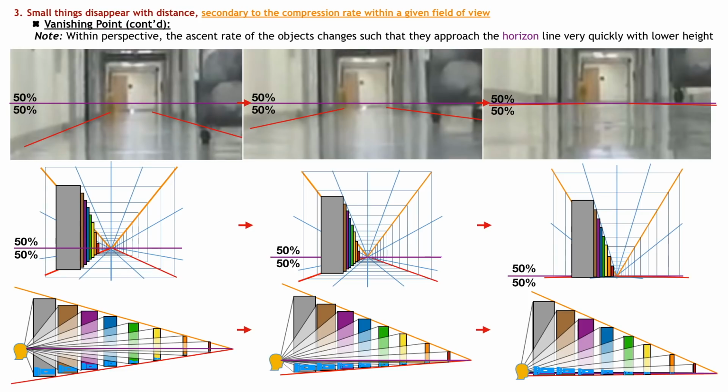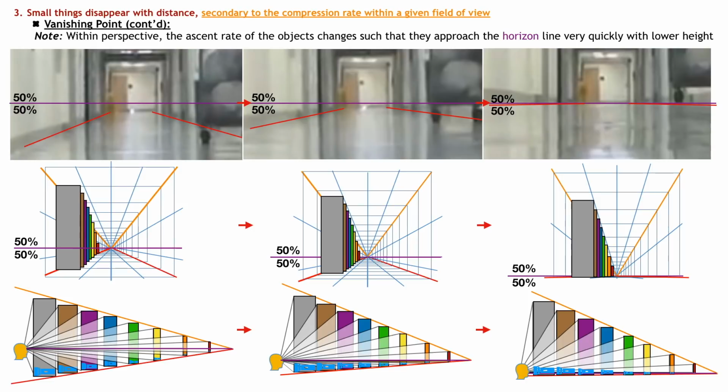So here are some examples of how this works within vision. What I'm saying here is within perspective, the ascent rate of the objects changes such that they approach the horizon line very quickly with their lower height. So I'm just in a hallway and I have a light at the end of the hallway. This is about 450 feet away, give or take. And I am lowering my height down, and at a certain point the light disappears completely from vision several inches off the ground. And you can see if you draw the orthogonal lines within the hallway based on the corner of the hallways, they approach a horizontal vanishing line.